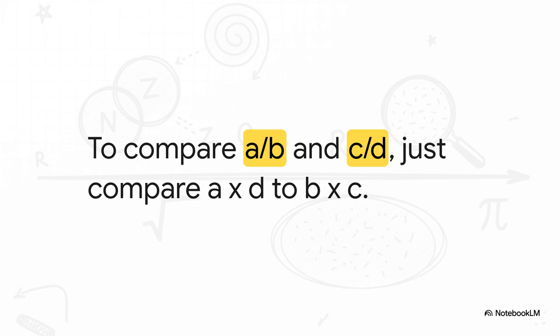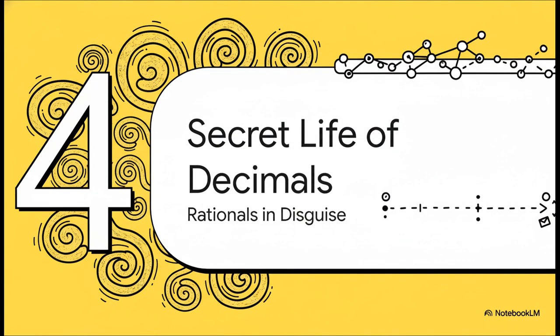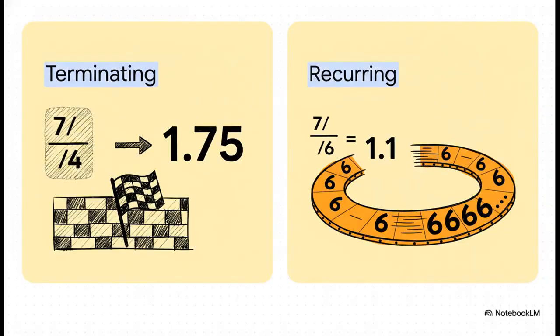It is so much faster. So we've seen rational numbers as fractions, but they have this other secret identity that we use all the time, decimals. It turns out every single one of these fractions can be written as a decimal, and they have a very distinct, very predictable personality.